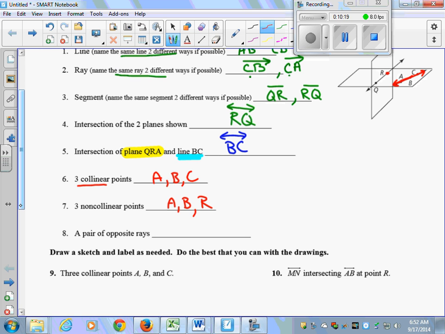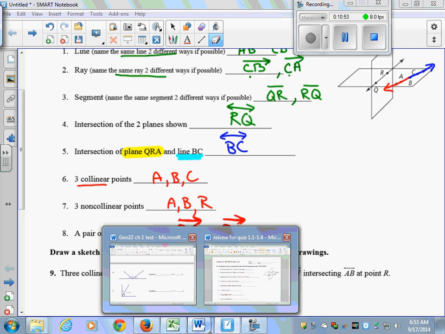Okay, a pair of opposite rays. Remember, opposite rays have the same endpoint, but they go in different directions, opposite directions, so that they form a line. So I'm going to choose this ray, which is ray BA, and this ray, which is ray BC. Both have the endpoint of B, so I need to name it with B as my first letter. Remember, the arrow is one arrow always pointing to the right with the notation for a ray.